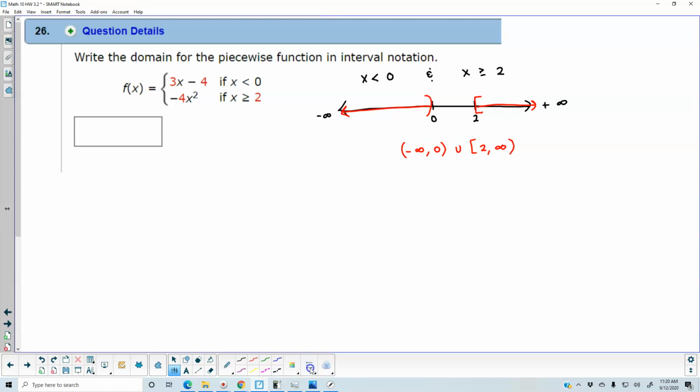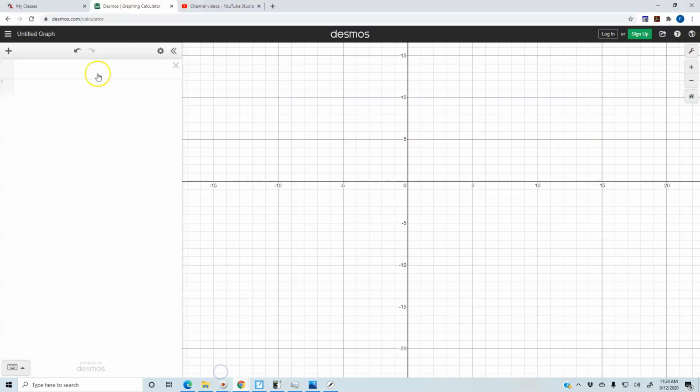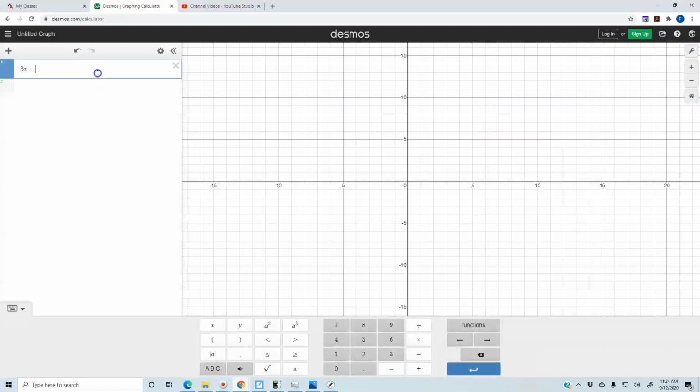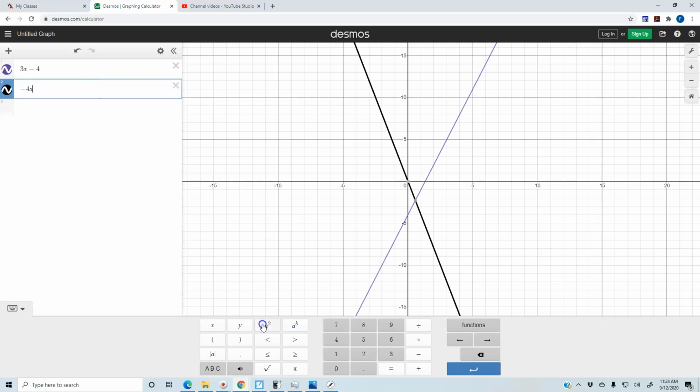Okay, so let's just take a look at what this would look like on the graph. So we're going to go to Desmos. So we have 3x minus 4, and then we have negative 4x squared.